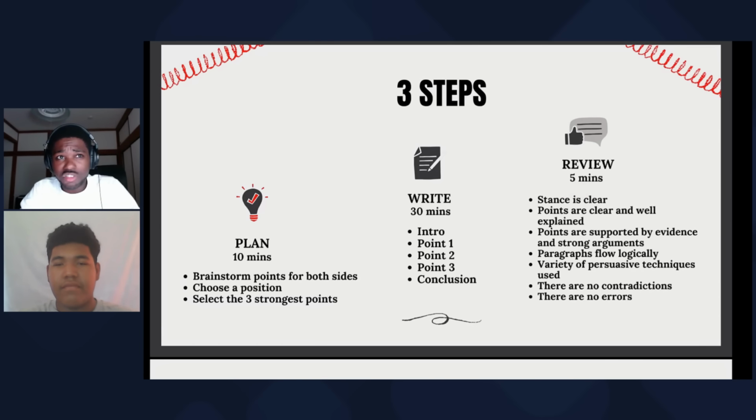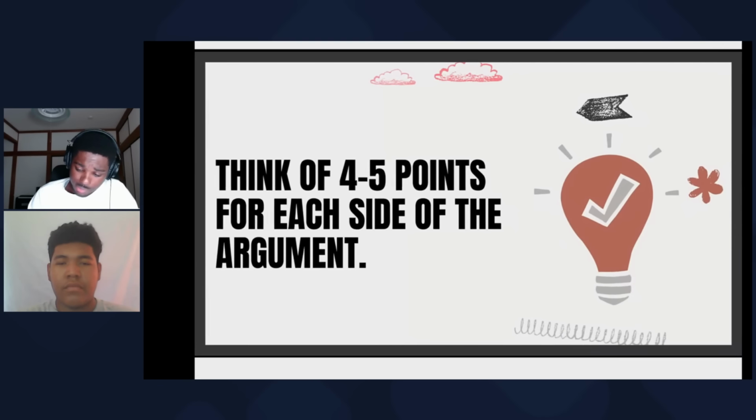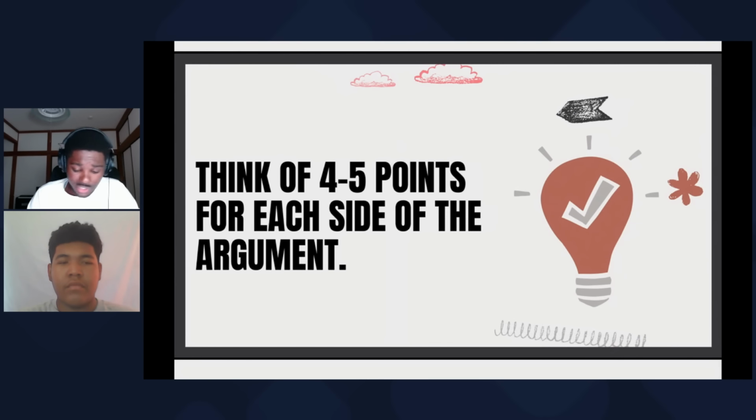And sometimes it's hard for us to recognize our own mistakes, like spelling errors and stuff. Somebody else might find them easily, but when you're looking at your own writing, we're too used to our own writing to really see it clearly. So sometimes the reviewing can be tough. The main part of planning is really thinking of 4 to 5 points for each side of the argument. So you're looking at like 8 to 10 points you're going to be brainstorming in the exam room.